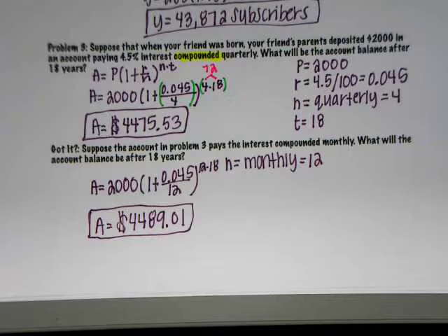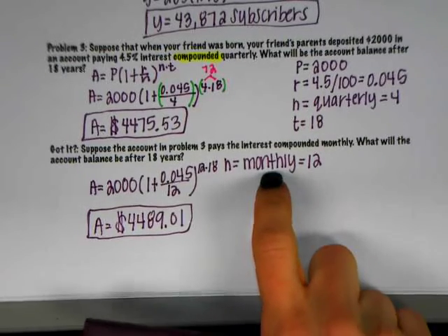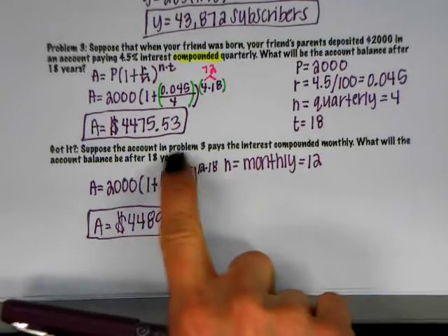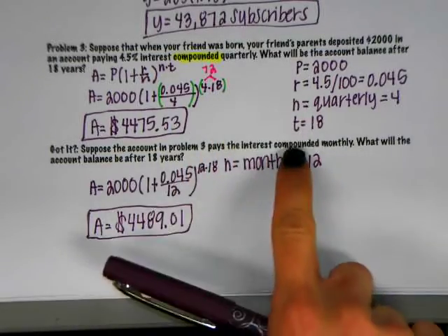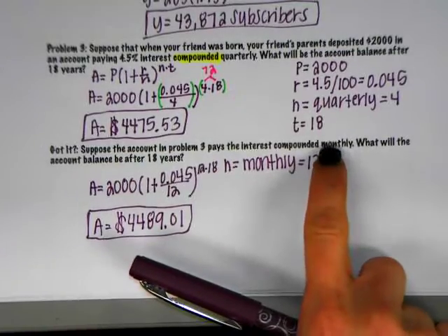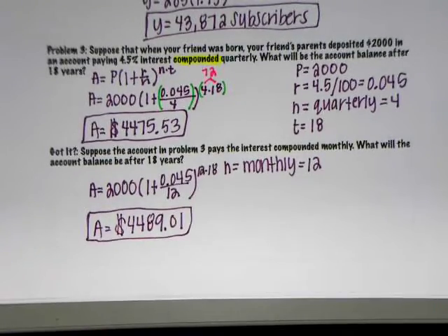How did you get that? Because just monthly, that would be like 12 times a year. Okay. Because it says, suppose that the account in problem 3 pays the interest compounded monthly. So that means you're changing n to be 12 times a year instead of 4 times a year. To the nearest cent. Make sense? Okay. All right, good, move on.